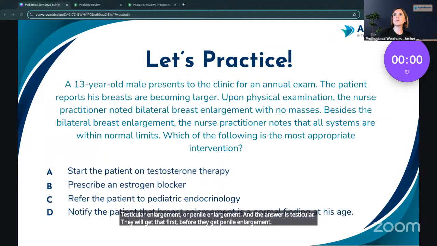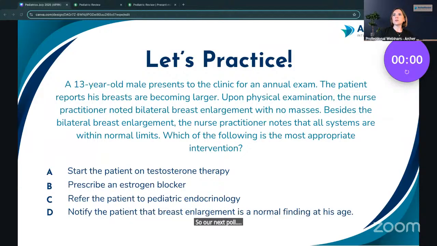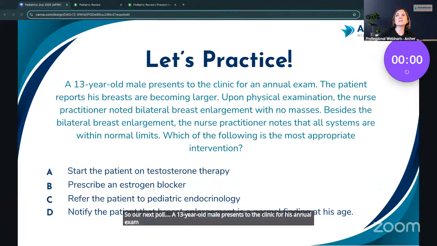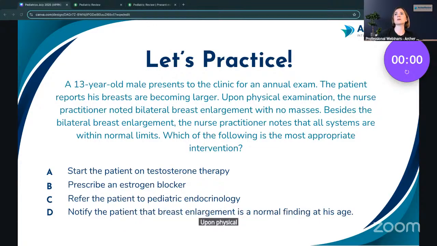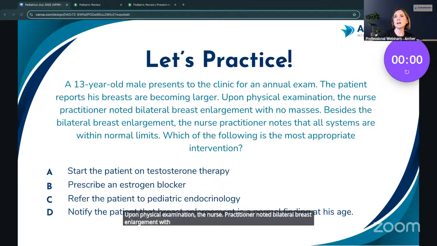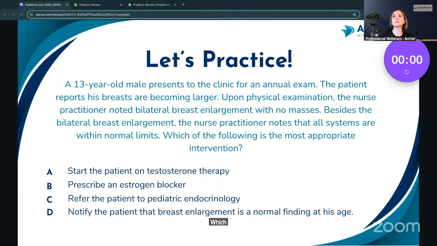So our next poll, a 13-year-old male presents to the clinic for his annual exam. The patient reports his breasts are becoming larger. Upon physical examination, the nurse practitioner noted bilateral breast enlargement with no masses. Besides the bilateral breast enlargement, the NP notes that all systems are within normal limits. Which of the following is the most appropriate intervention?